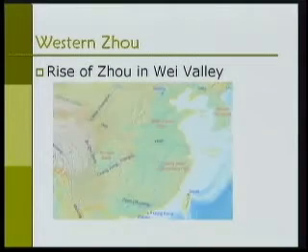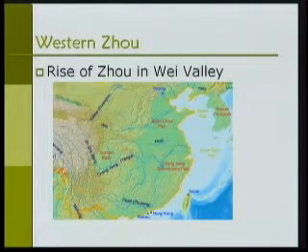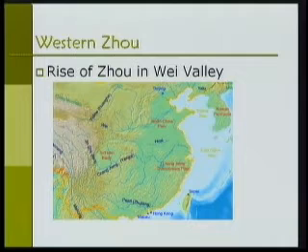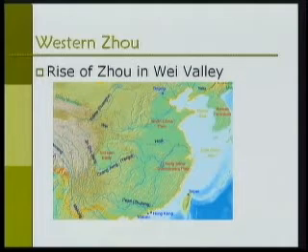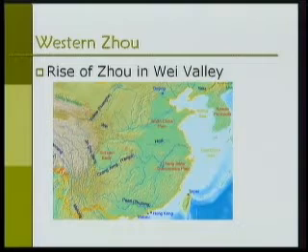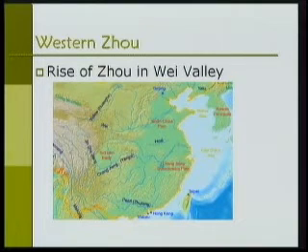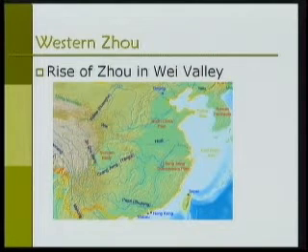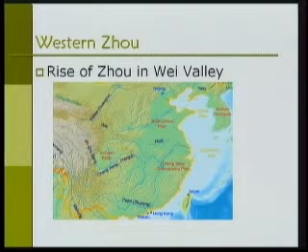The first period, the Western Zhou Dynasty, the rise of the Zhou people and their state and their family in the Wei Valley. Now keep in mind, this Zhou people were the subordinates of the Shang people, the Shang dynasty, the second dynasty that went before them, Zhou dynasty being the third, as I said. So the Zhou people were under the command of the Shang people. So let's see their historical place, their area.